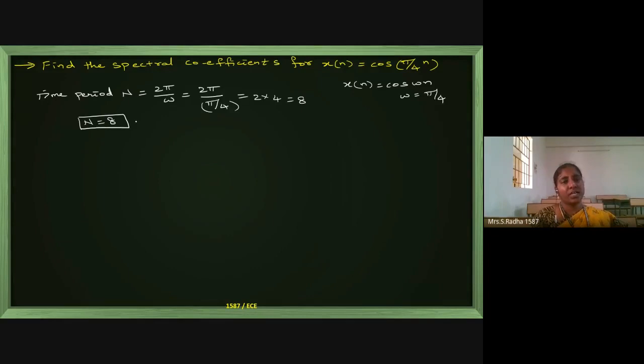This we can extend in many ways. 0 to 7 we can use in the summation limits, which is nothing but 0 to N minus 1. The other way is minus N by 2 to plus N by 2 minus 1. 8 by 2 means 4, so we can use minus 4 to plus N by 2 minus 1, which is 4 minus 1 is 3. Minus 4 to plus 3 can also be used in the summation limits.